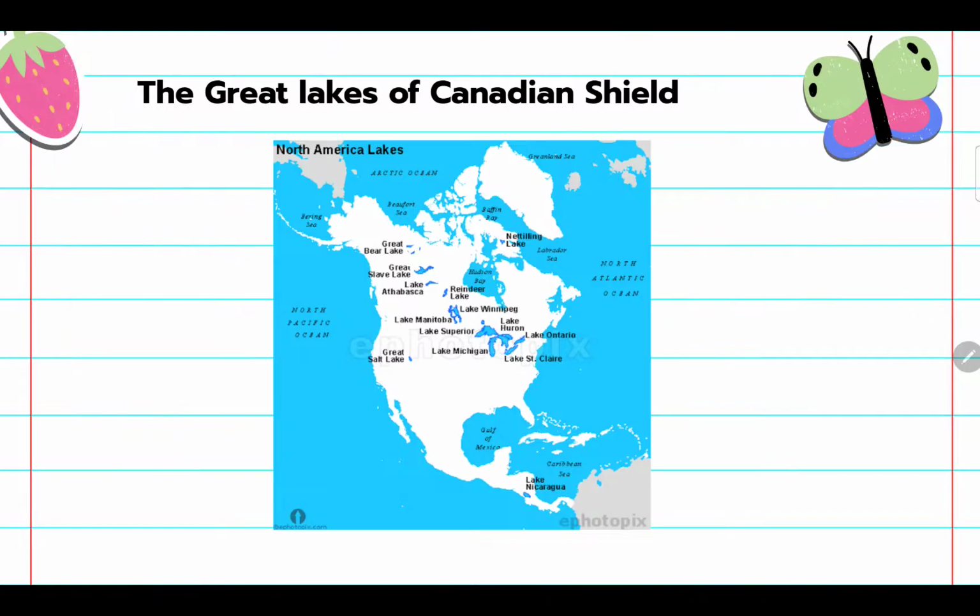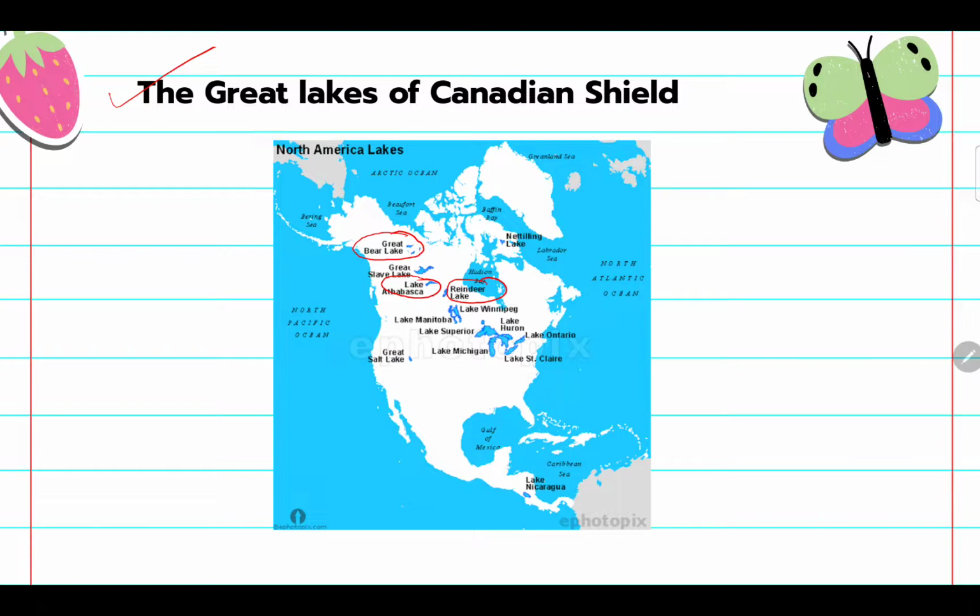Okay, now the Great Lakes of the Canadian Shield. So there are so many lakes, right? So Great Bear Lake is out here. Lake Athabasca is out here. Reindeer Lake is out here. So many things are there.